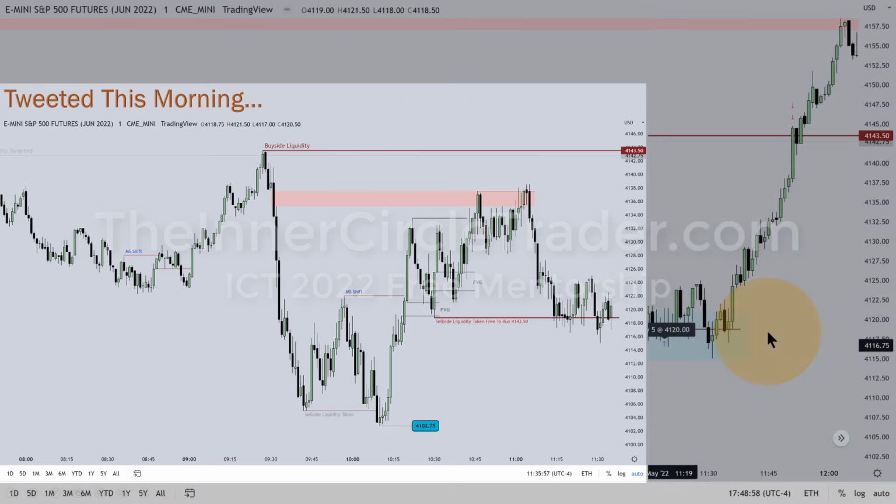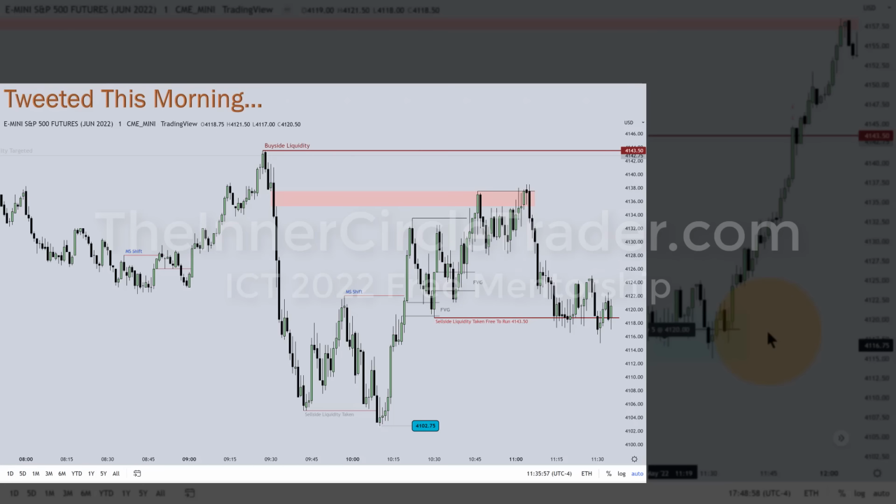And again, here is the tweet. Okay, and I'll have the link posted in the description below this video, so you can click and see it. It was time and date stamped. And it's exactly as you see it here. All right, so it says sell-side liquidity is taken, free to run to 41.43.5. That's this level here, while it was here.